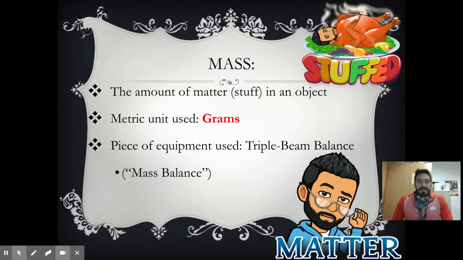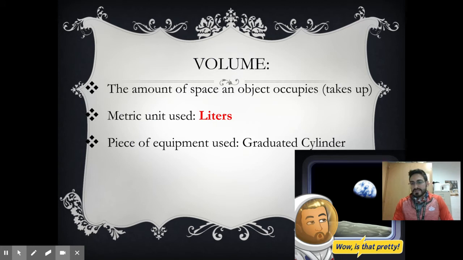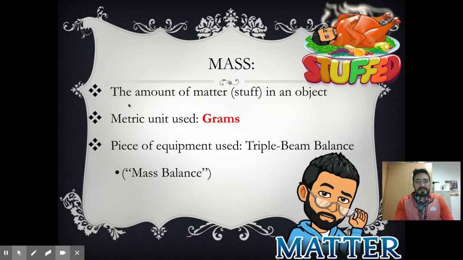Mass is the next property. Mass is the amount of stuff or matter in an object, whereas volume is the amount of space an object takes up. Mass is the amount of stuff or matter in an object.